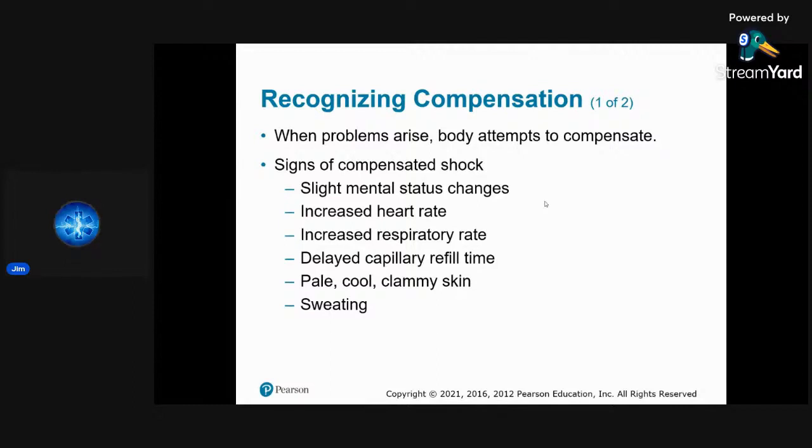So let's talk about the cap refill time and the pale, cool, clammy skin. For your body to compensate, it's going to shunt blood away from your periphery, or your arms and legs, and direct that flow of blood back toward the vital organs: the heart, the lungs, the brain, and the kidneys. So if your periphery is not getting enough blood, you're going to have a delay in cap refill time. And then pale, cool skin because it's not getting the blood.